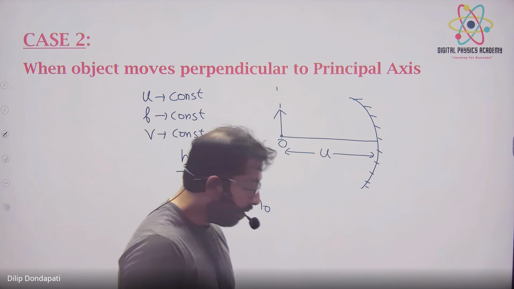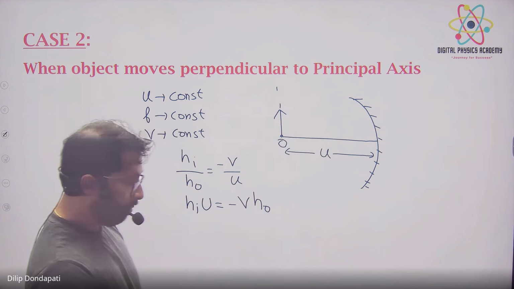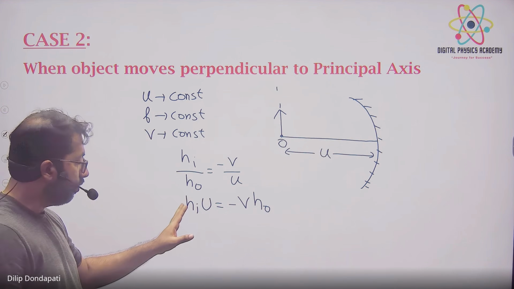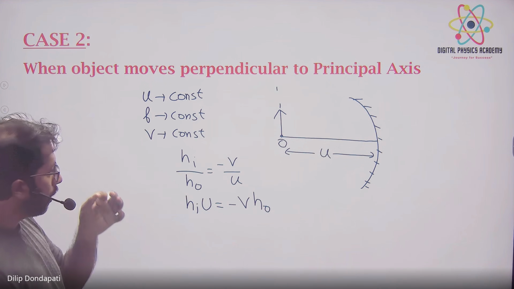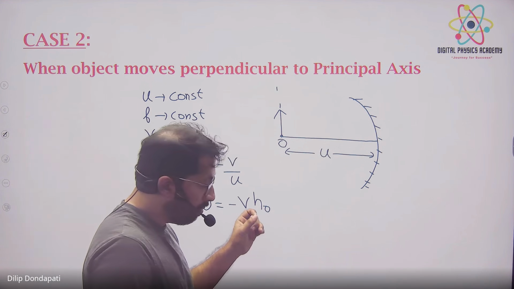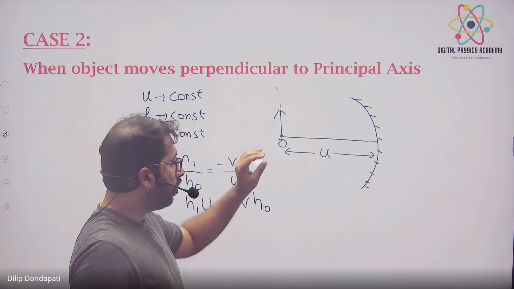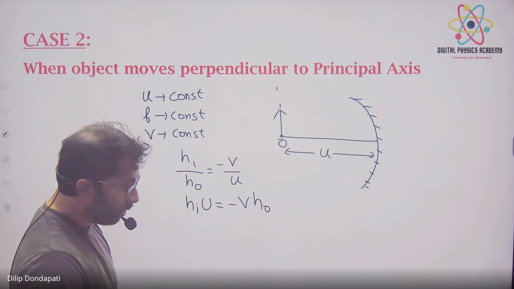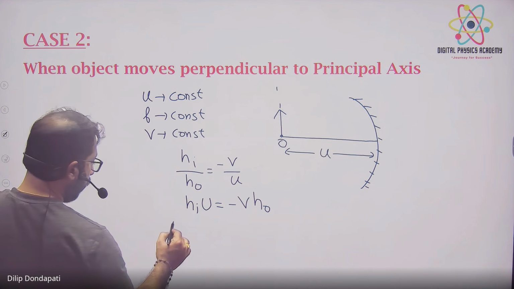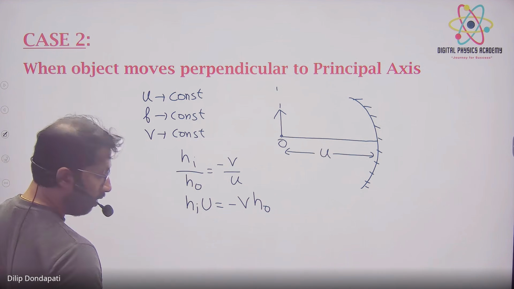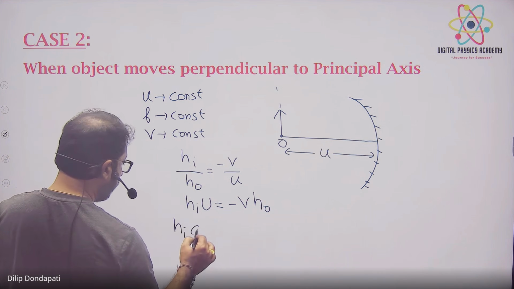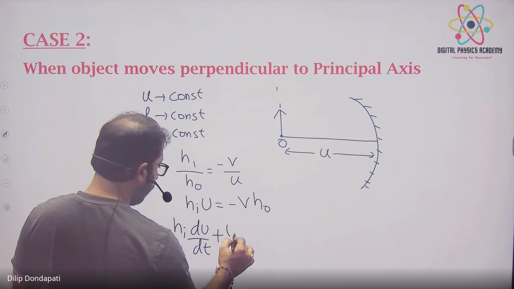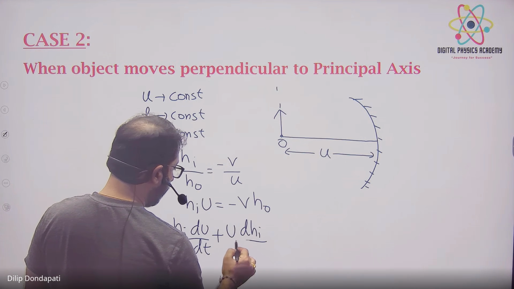Okay. Now I am differentiating with respect to time. Very important: HI is the height of the image, and HO is the height of the object. Now apply the UV rule on both sides. You remember the UV rule, right? First into differentiation of second, plus second into differentiation of first.